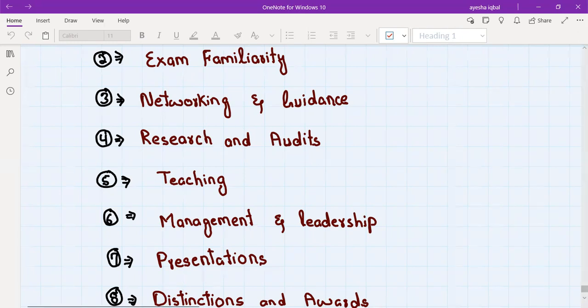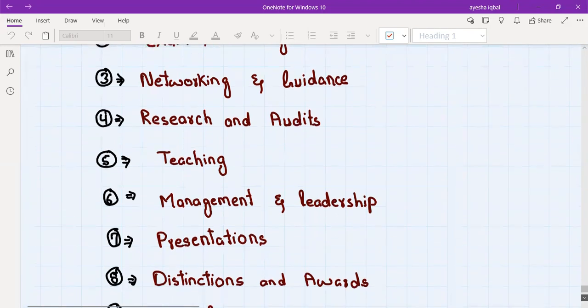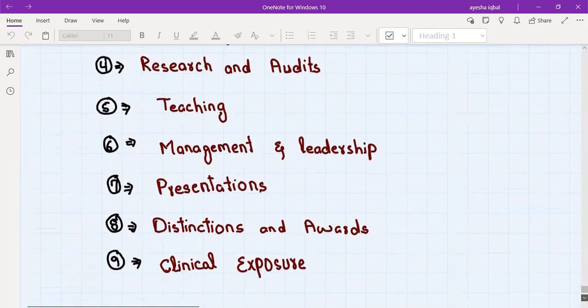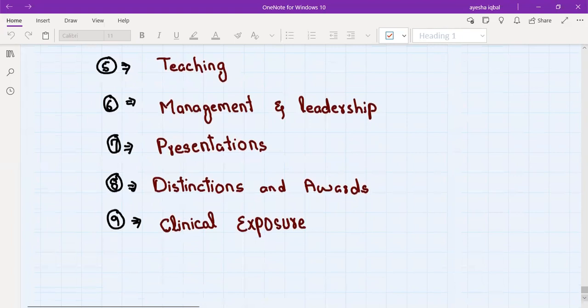Then distinctions and awards. Distinction and award basically means getting a distinction in a particular subject. It does not mean necessarily being a topper, but even being in the top 10 of your maybe final year medical exam. Being in the top 10 of your final year medical exam also has the same marks. So this is another point that can give you an edge.